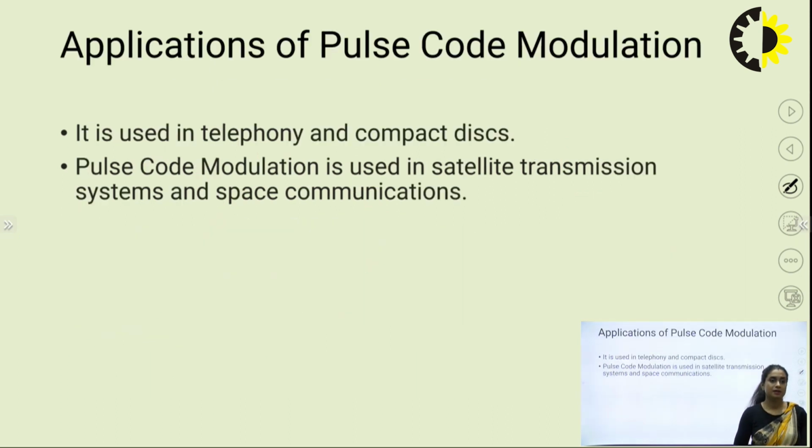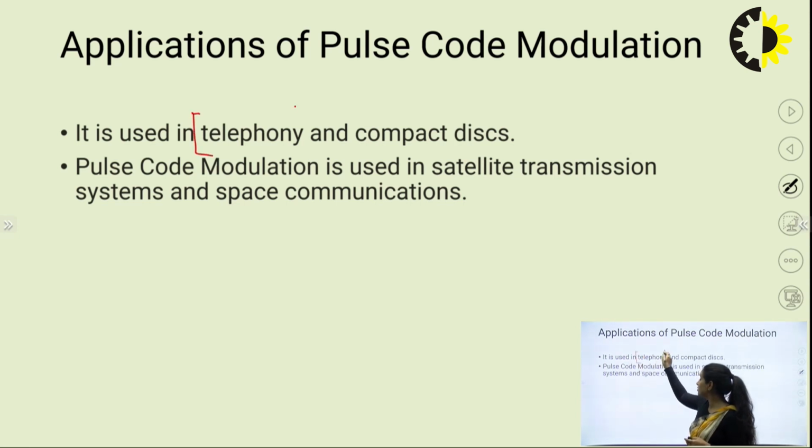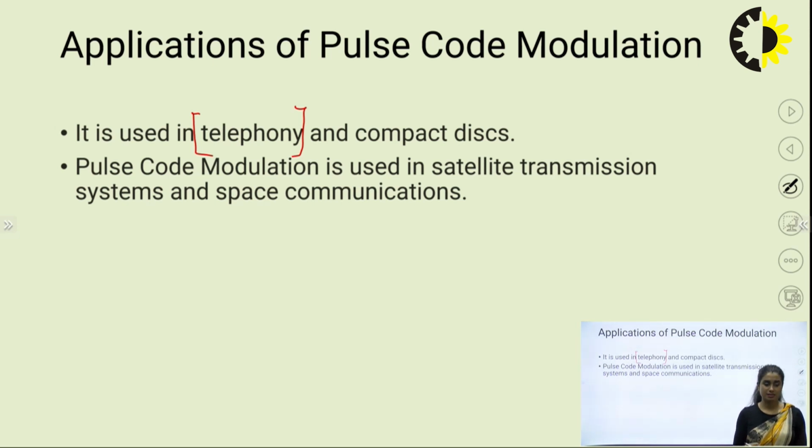What are the basic applications of pulse code modulation? Where can I use it? It is used in telephony and in compact discs as well. The wired telephone that we used to have earlier, before mobile phones came into existence, and even now wired telephony uses pulse code modulation. Encryption can be applied here. This is a technique where it is easier to transmit via cable.